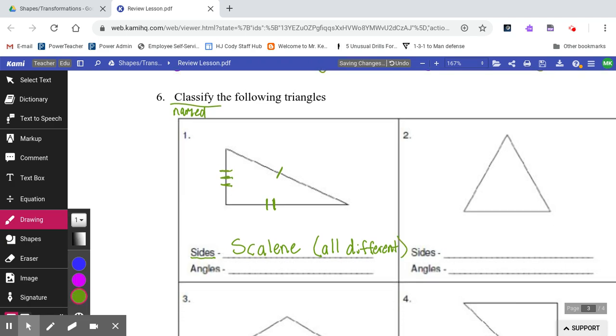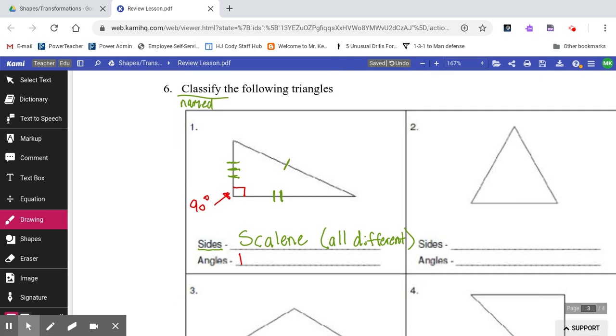To name this based on angles, first thing I notice is right there, I have a right angle or 90-degree turn. So it's like a perfect corner. When you have a perfect corner like that, a 90-degree angle, we call that a right angle triangle. So that's a right angle triangle. I should probably put angle.